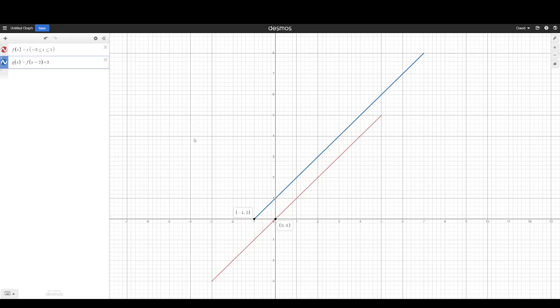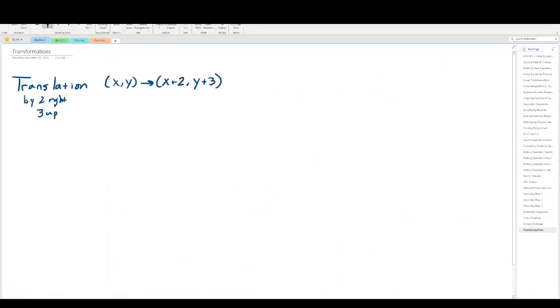So that's kind of what we're talking about with translations, is the idea of we're moving the points, but we want to write what we're doing to the function, like to f of x. All right, so let's go back here. Translations are moving a shape. Then we had reflections. So reflections mirror a shape.